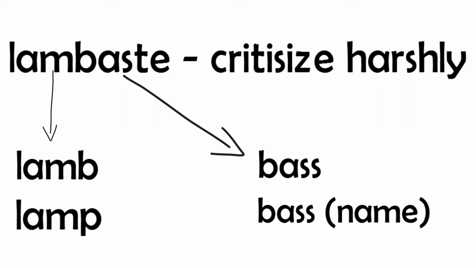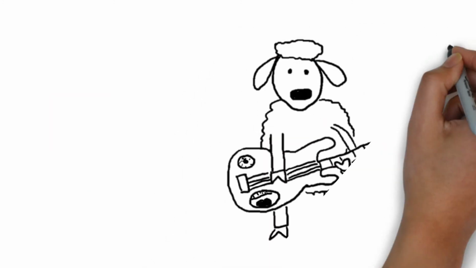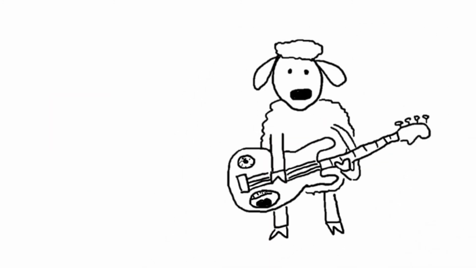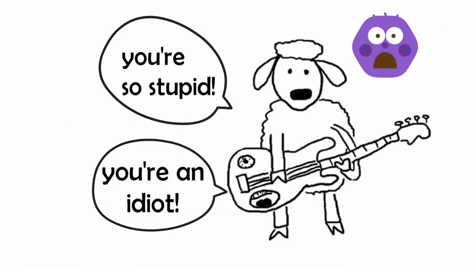But let's use lamb, the animal, and bass, the musical instrument together. So we can now imagine a lamb playing the bass. But unfortunately, the lamb is really terrible at playing the bass. So the people get angry and start criticizing the lamb. We can also say, the people are lambasting the lamb.